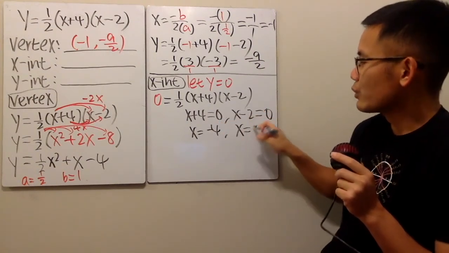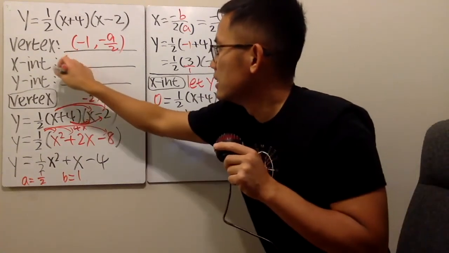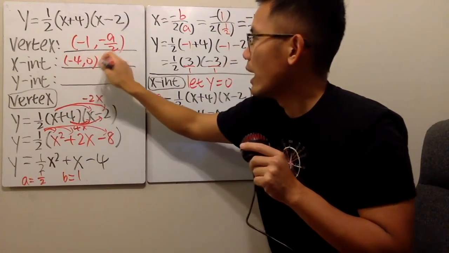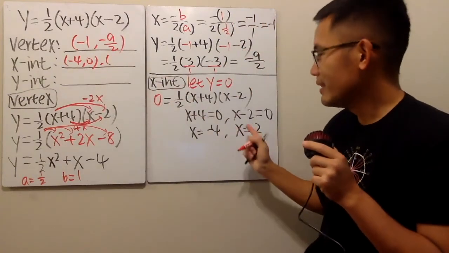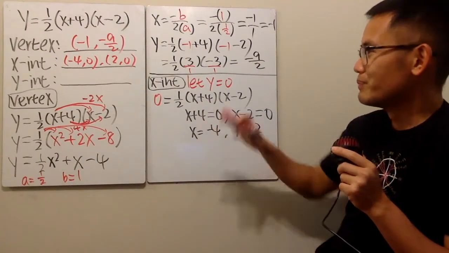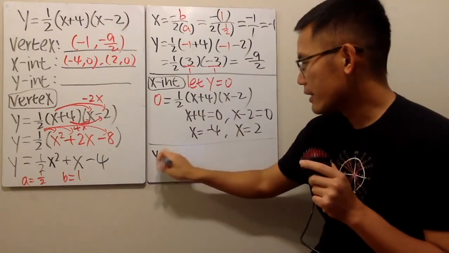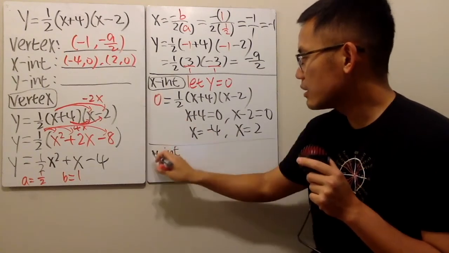So we get x is equal to +2. Therefore, we see that the x is -4, 0, while the other one is 2, 0, right? So two answers for the x-intercepts. All right, last one. Here we have to do the y-intercept.